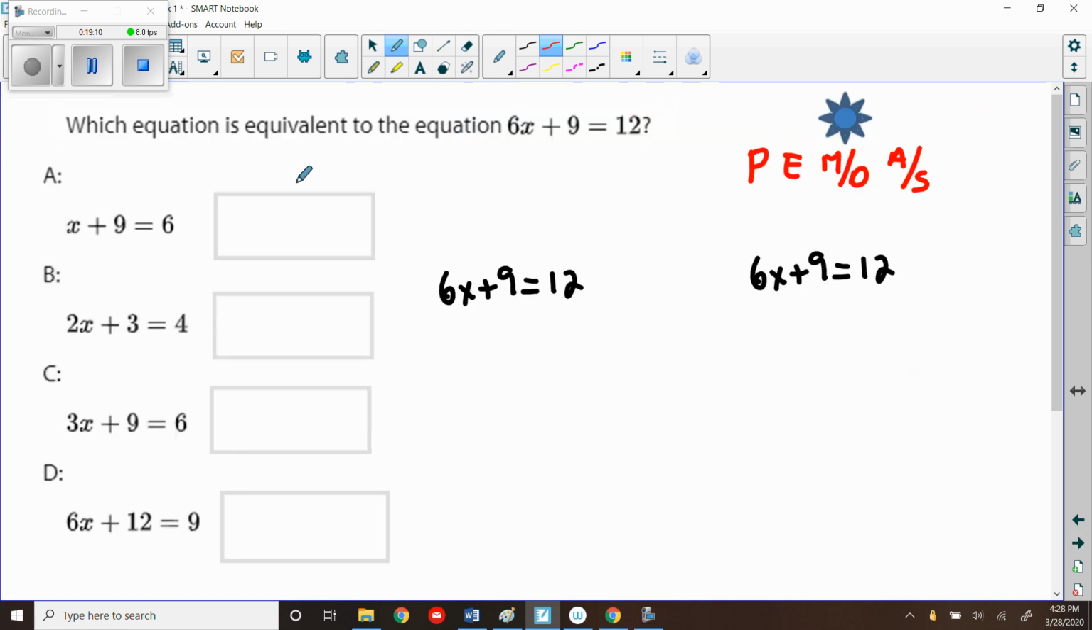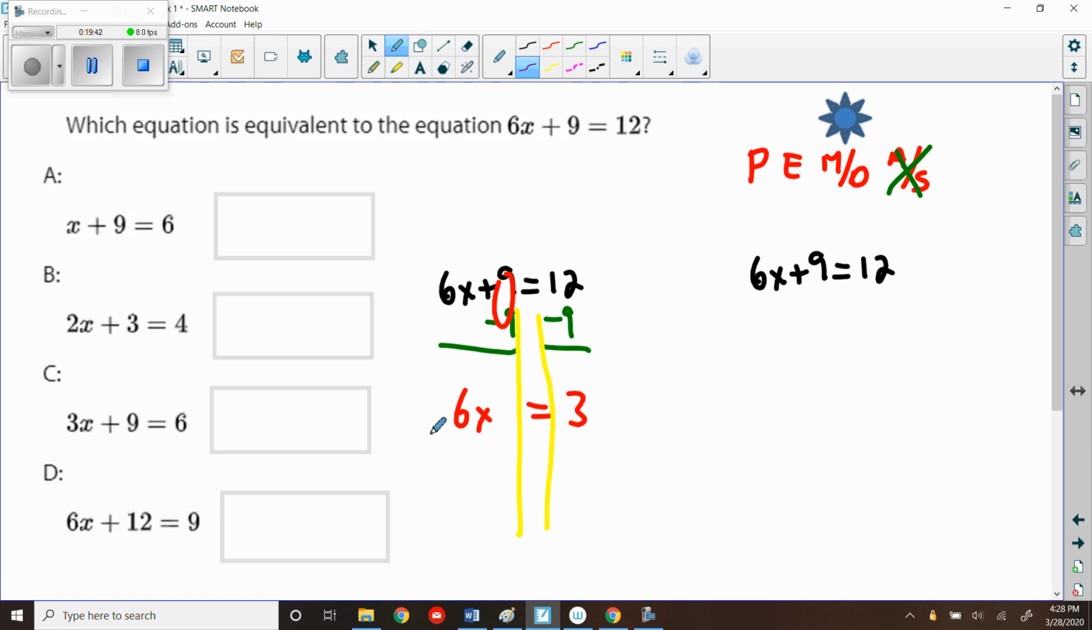Okay, which equation is equivalent to the equation 6x plus 9 equals 12? There's a couple of different ways we could solve this. One way that we could do it is simply to attack the addition subtraction. We're going to solve the equation. I'll minus 9 on both sides. 9 minus 9 is 0, and 6x plus 0 is 6x. 12 minus 9 is 3. Look at me not building my walls again.